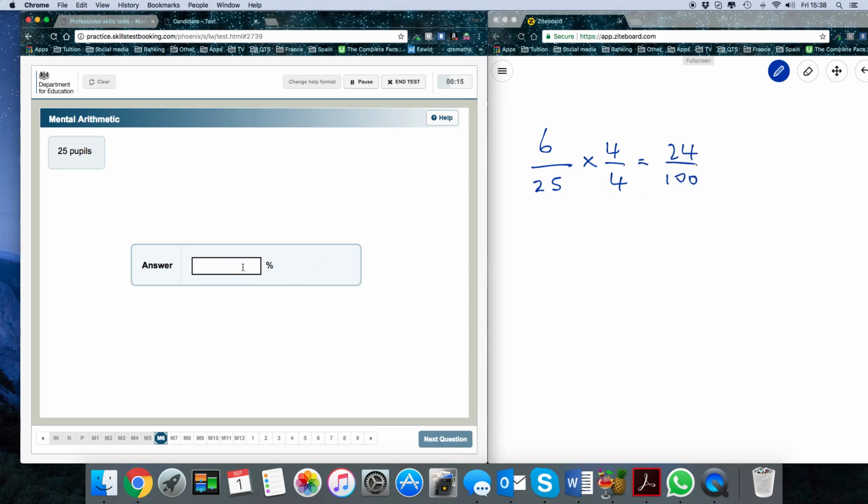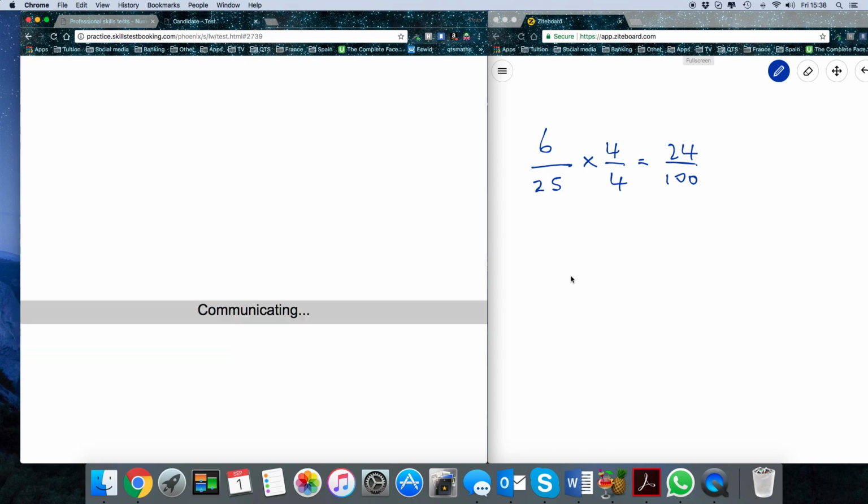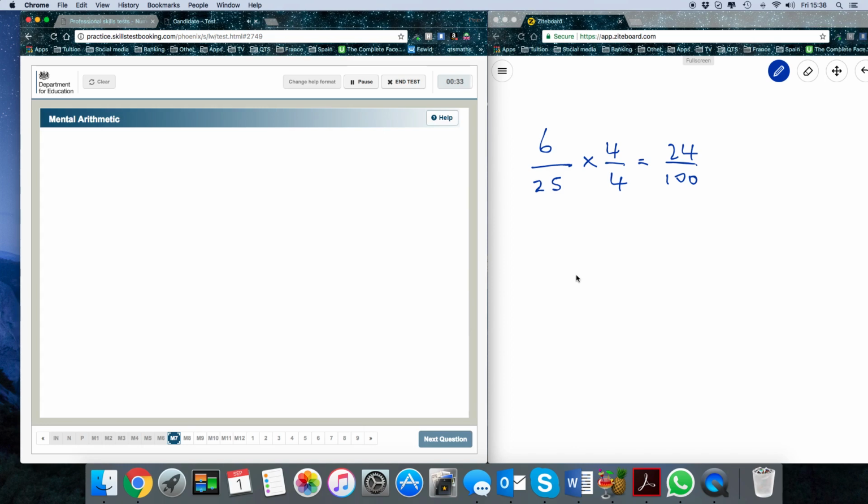Okay, the answer is 24%. There was a question in DfE 1, almost exactly the same. It's a very important number, 25. It's a quarter, so you times it by 4. That gives us a 100 on the bottom. That allows us to get the percentage nice and quickly. This is a super easy question. These should be second nature to you. Question 7.